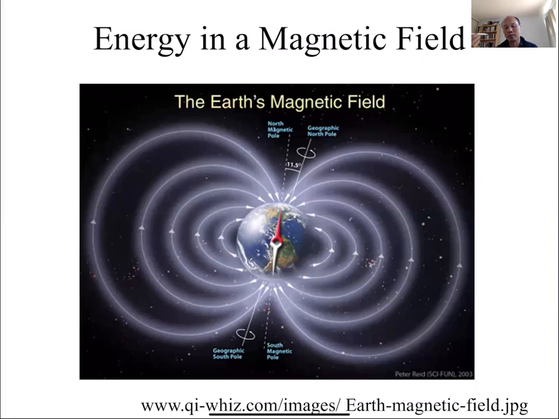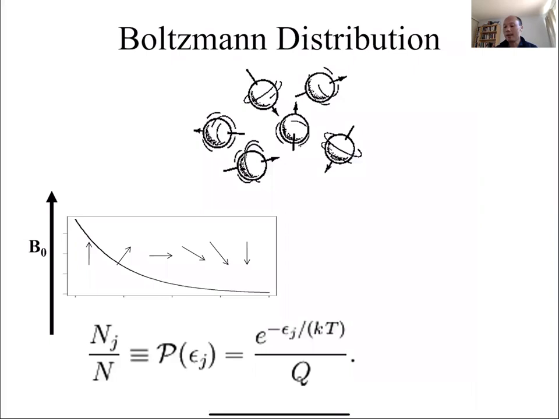What that means is, in the presence of a B-naught field, at a given temperature there's random motion of spins or particles, so there will be some in the highest energy state, and some in the lowest energy state. There's going to be a bunch of spins in intermediate energy states. And that's going to follow a Boltzmann distribution, so an exponential distribution.